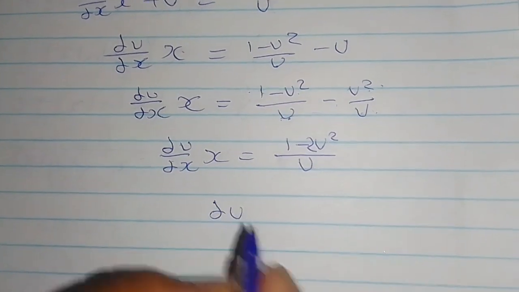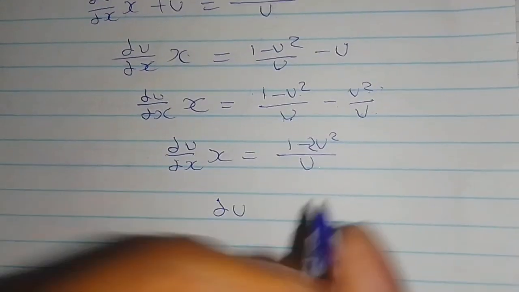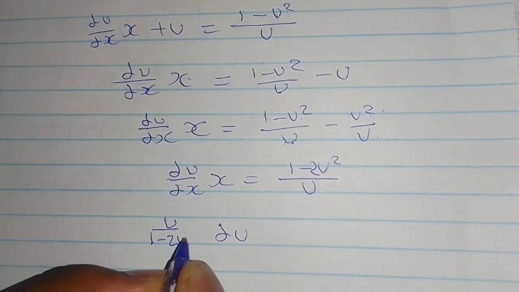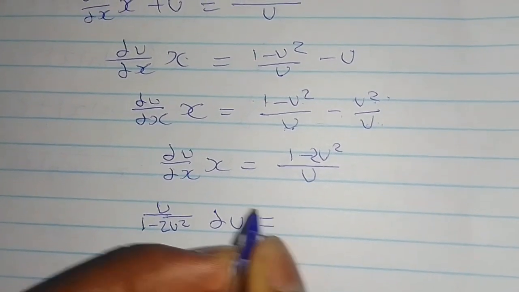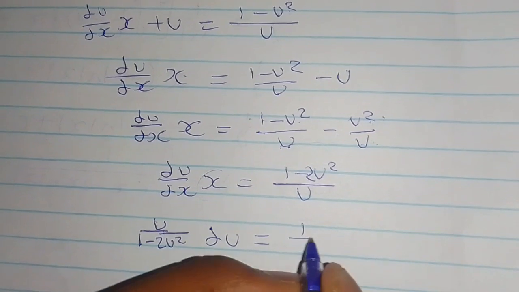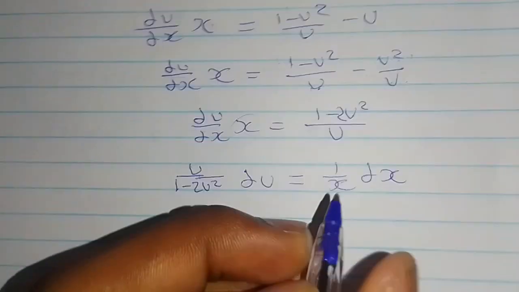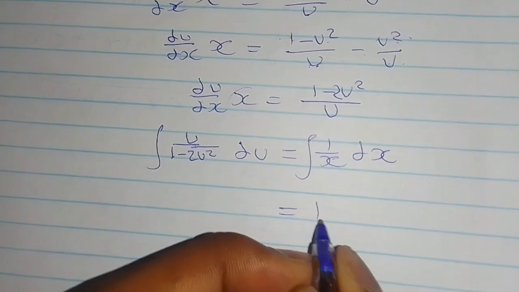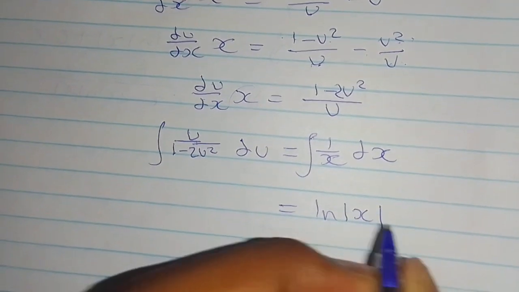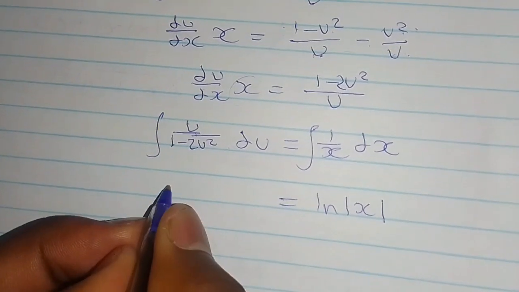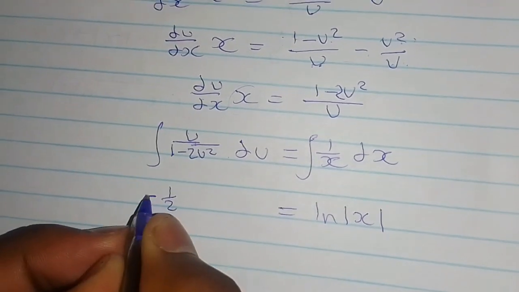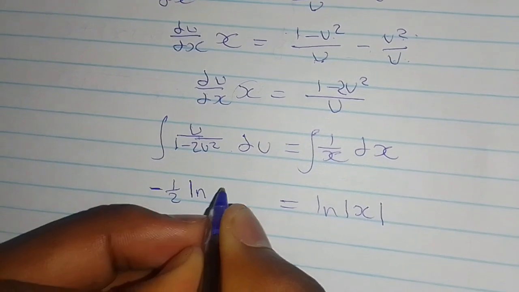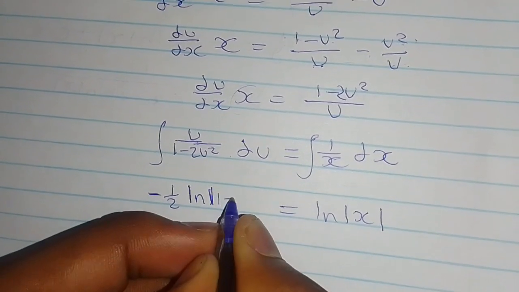Yes. You divide both sides by this one and flip it over, then you have u over 1 minus 2u squared du equals 1 over x dx. And you realize that your equation is indeed separable. This side is just going to give you ln of the absolute value of x. What about this one? This one is just going to give you negative one half ln of the absolute value of 1 minus 2u squared.